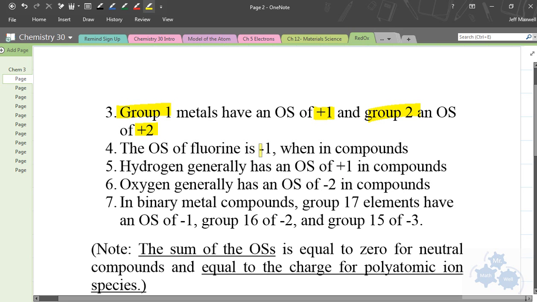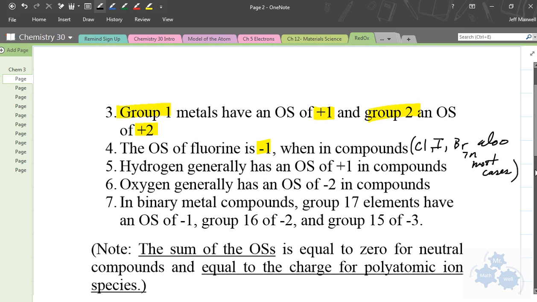Number 4 says the oxidation state of fluorine is always -1 when in compounds. In almost all cases that I can think of, chlorine, bromine, and iodine, the rest of the halogens, are also -1. So it says fluorine, but you can also add, if you want, chlorine, iodine, bromine, also in most cases. So it's really just the halogens. You'd be safe to say the halogens are -1 in 99% of the compounds they're in, but fluorine is always.